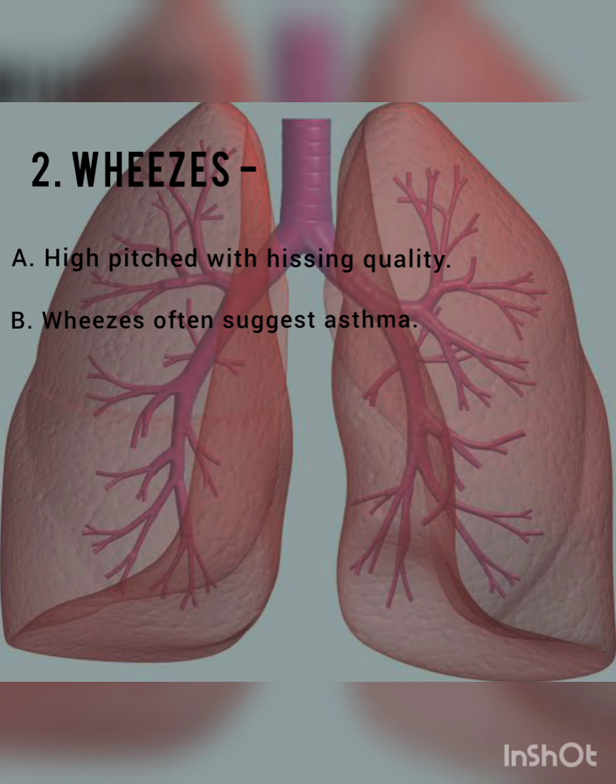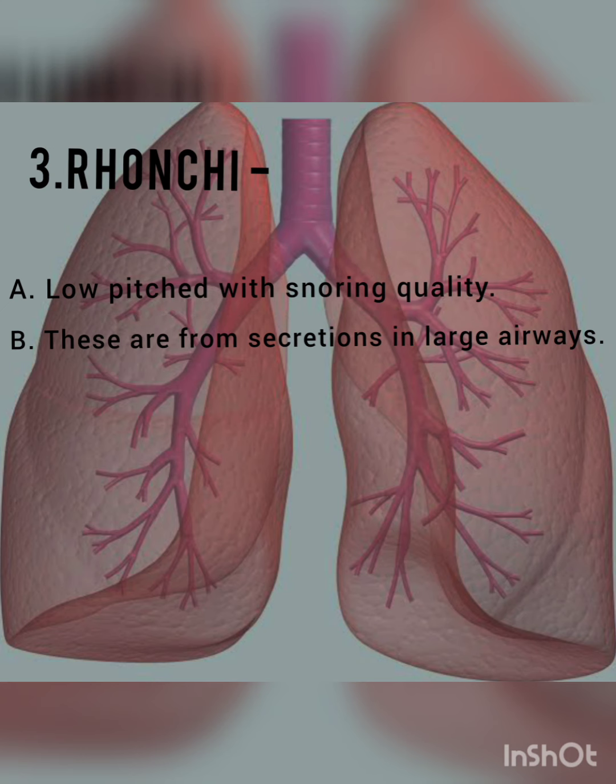Wheezes are high pitched with a wheezing quality. Wheezes often suggest asthma. Rhonchi are low pitched with a snoring quality. These are from secretions in large airways.